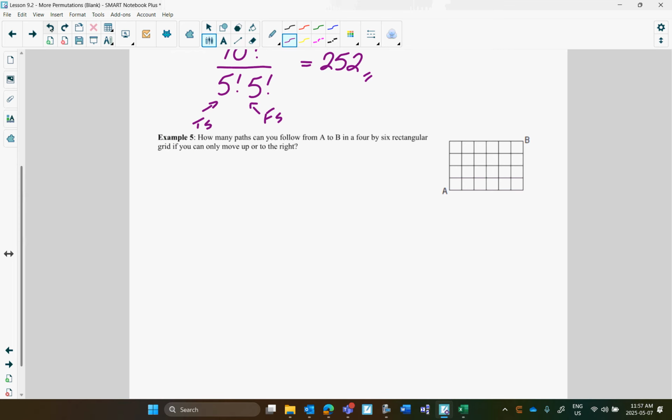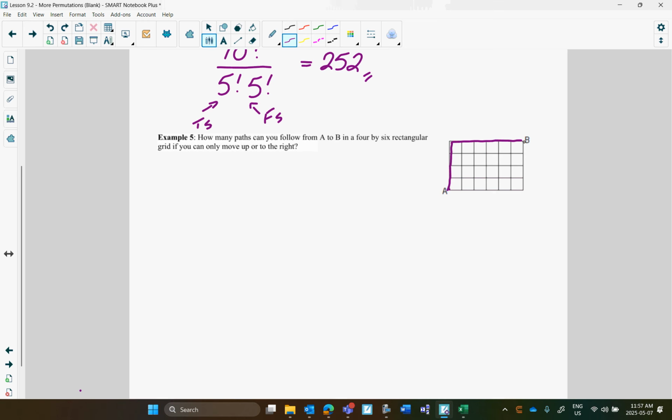Paths you follow from A to B in a 4 by 6 rectangular grid if you can only move up and to the right? Well, okay, so let's figure out how many moves there are to get from A to B. So let's just take one example. Let's say we go up. That's 1, 2, 3, 4. 1, 2, 3, 4, 5, 6. I did it in 10 moves, right?